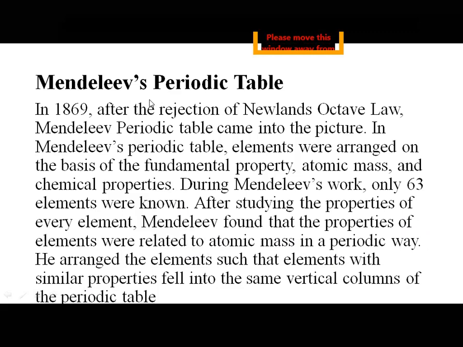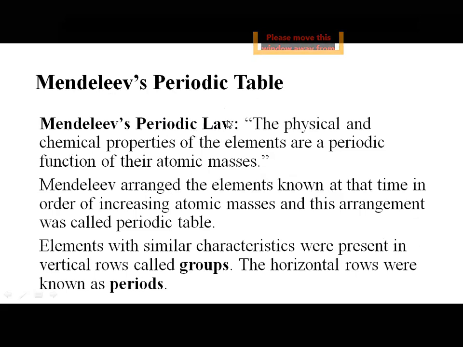So the first significant classification was given by Mendeleev. Döbereiner's law, we call it the law of triads. Newland's, we call it the law of octaves. They just gave a classification of the elements. They did not classify the elements in the form of a table. Therefore, the first significant classification was given by Mendeleev. Why do I say significant? Because it is in the form of a periodic table, known as Mendeleev's periodic table. So it was based on Mendeleev's periodic law.